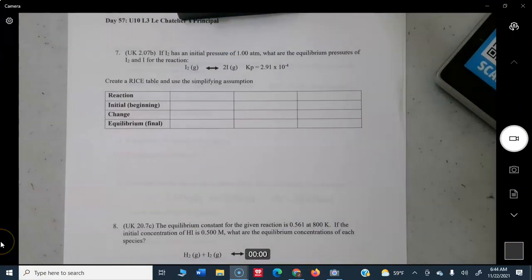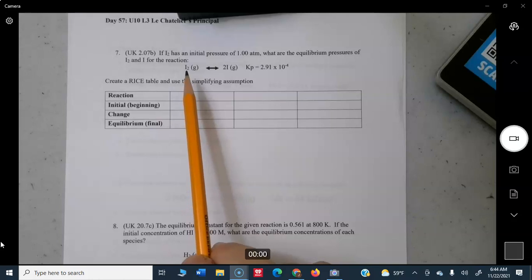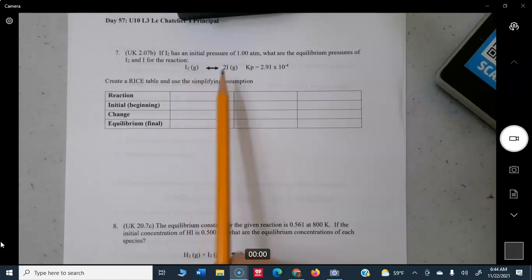Okay, we're going to move on to problem 7. This wasn't given in the previous assignment. Let's go ahead and do this one together. It consists of a diatomic iodine molecule decomposing into 2 iodine atoms.